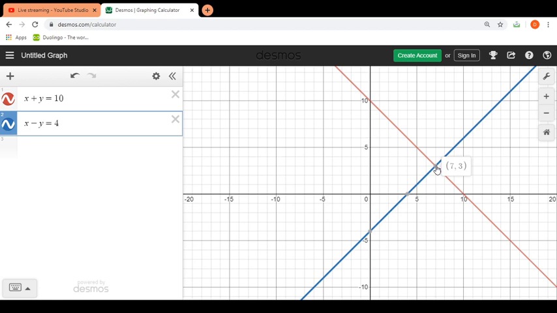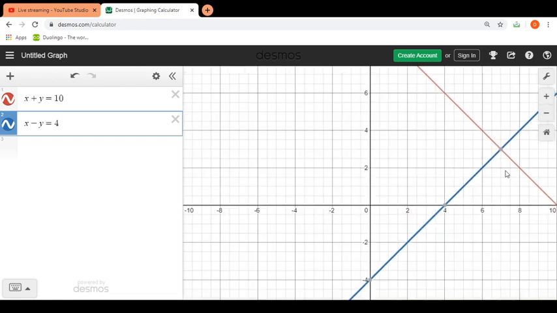Just a minute. The equation is x minus y equal to 4. So this is fine. This point 7 comma 3 is the solution. This is how you plot your graph neatly. See this point: between 6 and 8 is 7, and between 2 and 4 is 3. This is 7 comma 3.